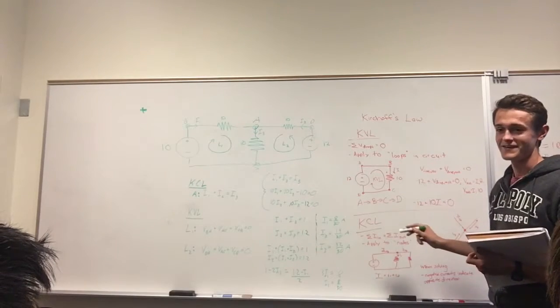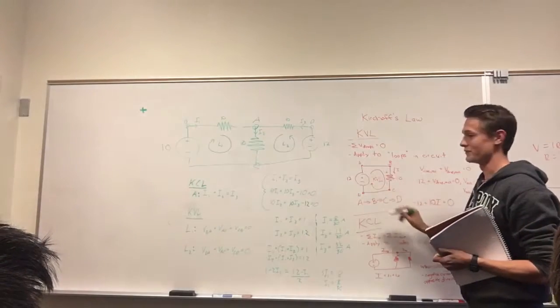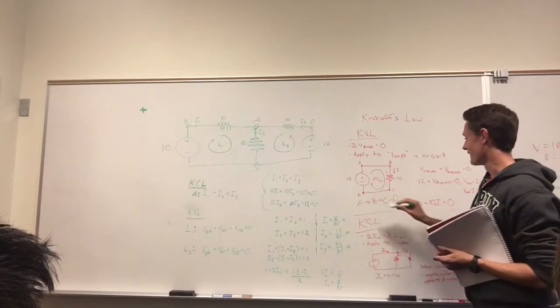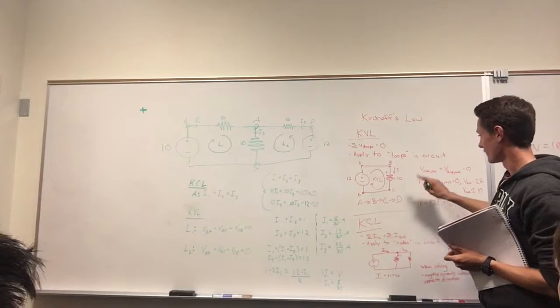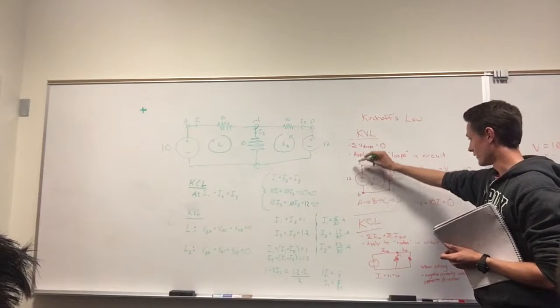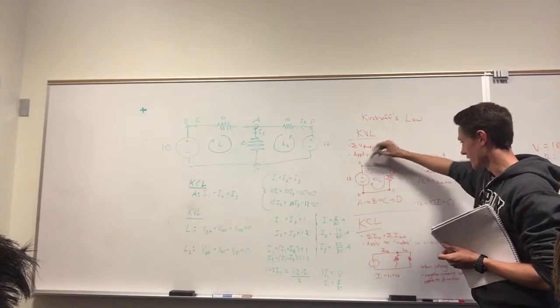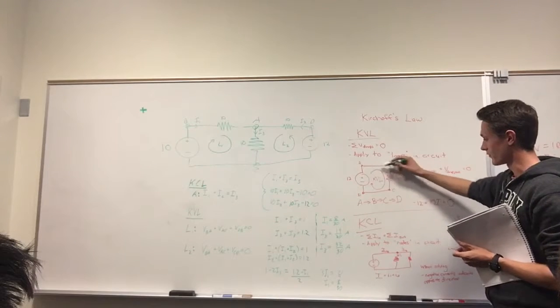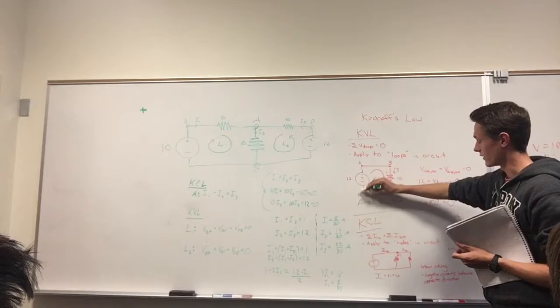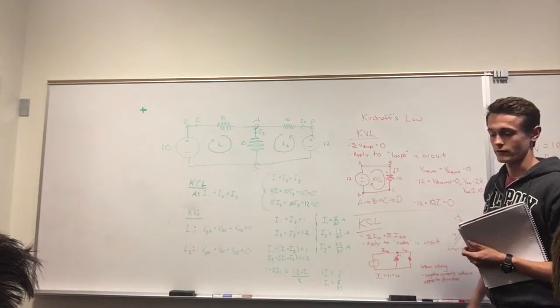So to apply KVL to a circuit loop, you need to label the distinct points and calculate the voltage drops between these points. So for here, a distinct point would be this area here, and another distinct point would be here. So the only voltage drop in this loop is across this resistor and across that power source.